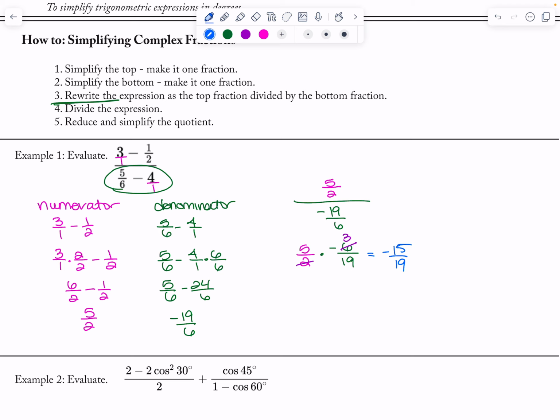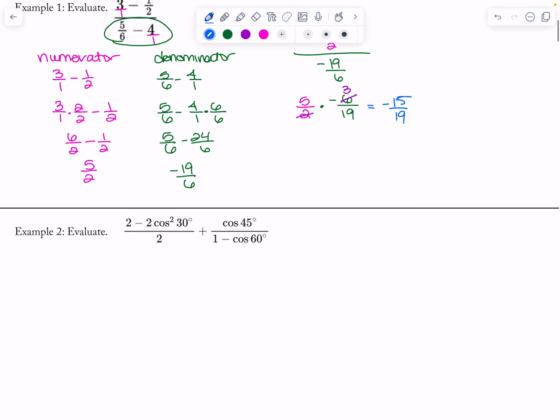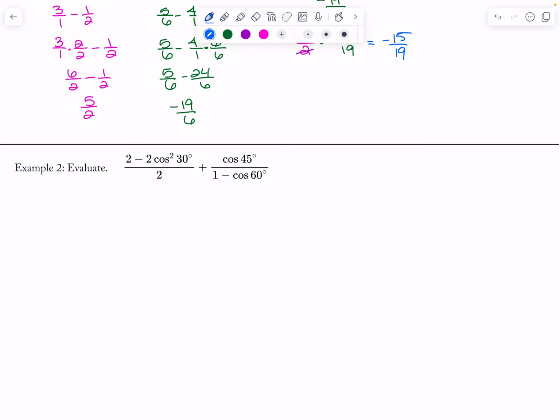The reason why we're doing this is because I'm going to simplify some trig functions. I'm going to need to simplify those fractions because I'll have like root 3 over 2 or 1/2, and so I'm going to have to simplify those fractions. Okay, so let's take a look at the second example.